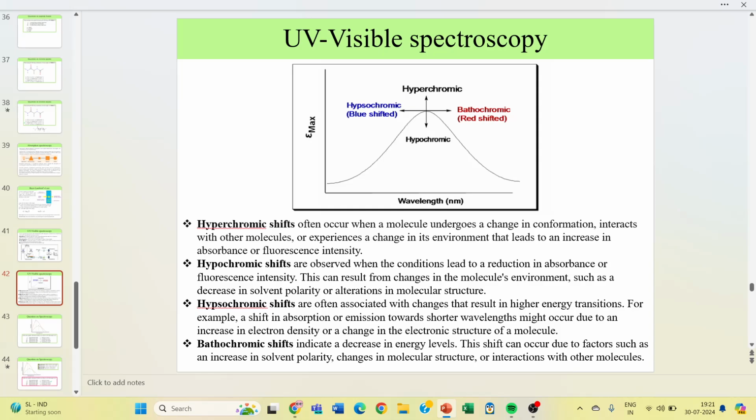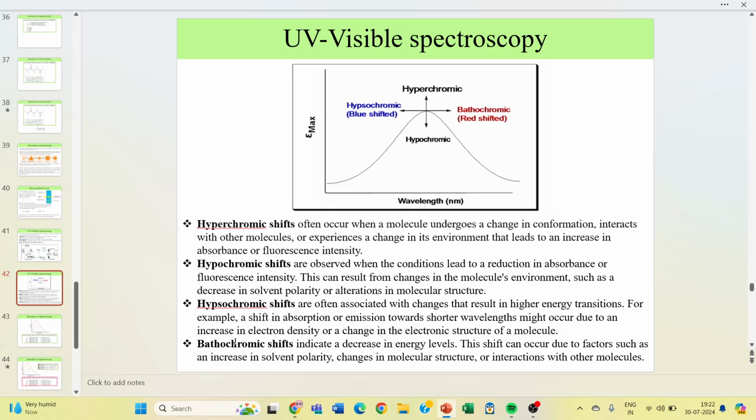Then there is red shift and blue shift. So what happens in the blue shift? A shift in absorption or emission towards shorter wavelength might occur due to an increase in the electron density or change in electronic structure of the molecule. This is called your hypsochromic or blue shift.